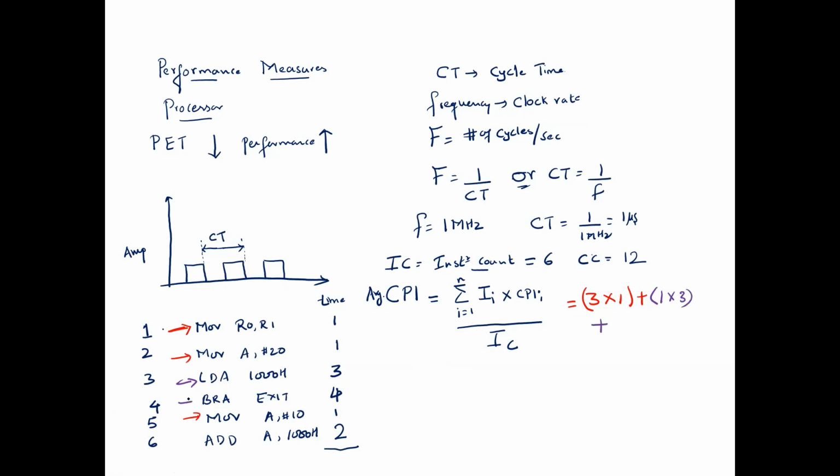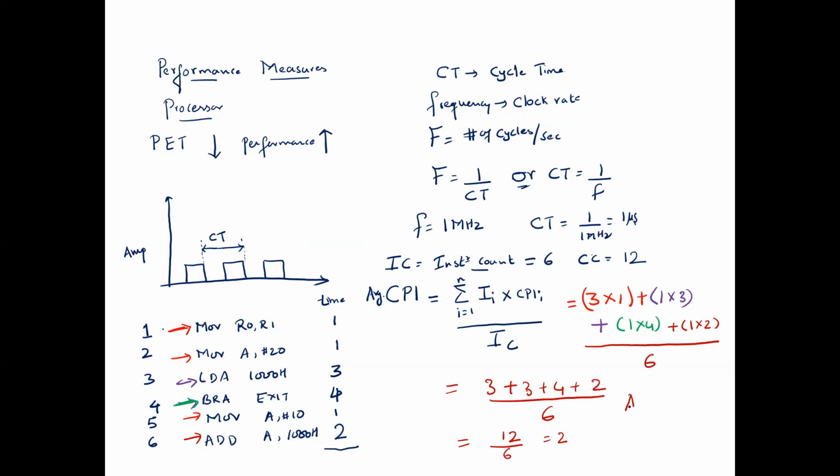Now, how many branch instructions do we have? 1 branch instruction, so I'm going to write it as 1 into 4. And there is only 1 arithmetic instruction, multiplied by 2. Now, how many total instructions do we have? If you count the total number of instructions, 6. Now, solve this: 3 into 1 is 3, plus 3, plus 4, plus 2, right? Divided by 6. So the numerator will become 12 divided by 6. So 2.